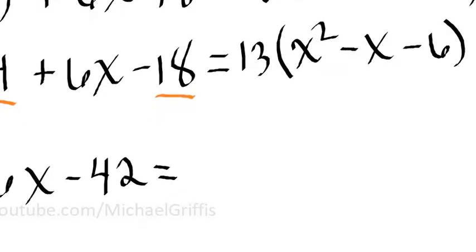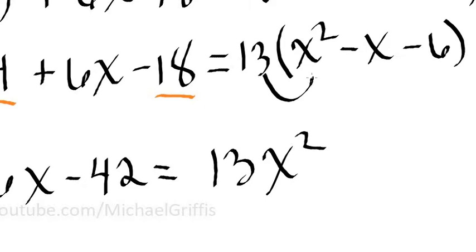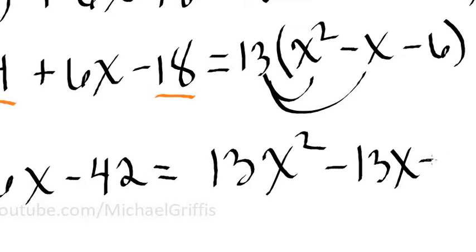Now what do we got? We'll go ahead and bring this down. We got 13x squared, negative 13x, and then 13 times 6 is 78. Is that right? Okay.